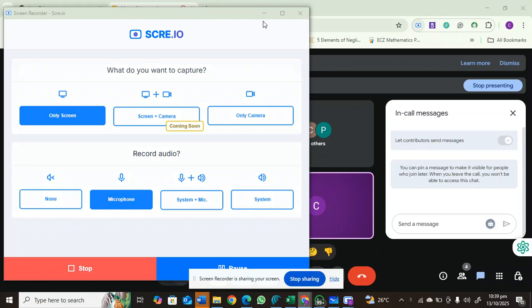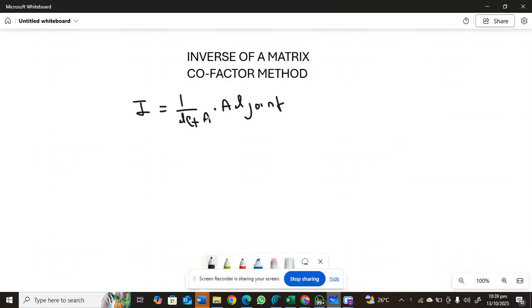Okay, so we're looking at how to find the inverse of a 3 by 3 matrix. This is the formula: 1 over the determinant of matrix A, multiplied by the adjoint of matrix A. So we're going to look at an example here.